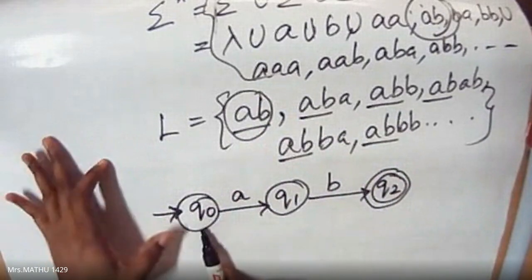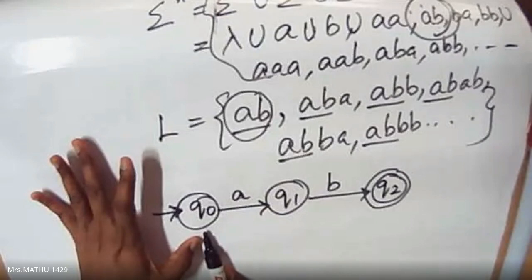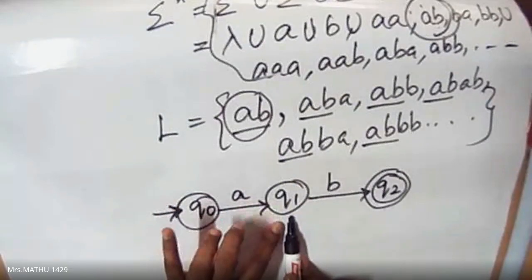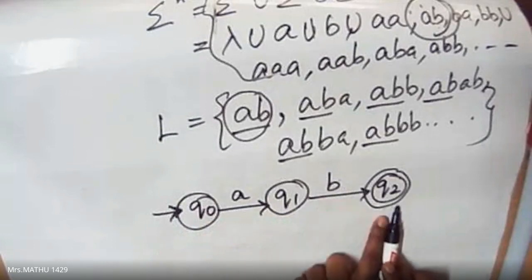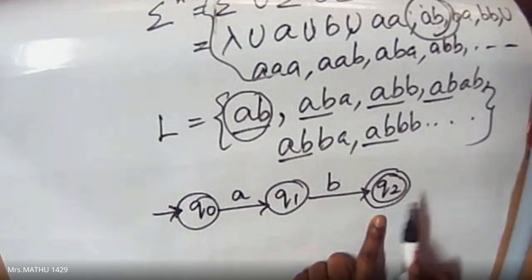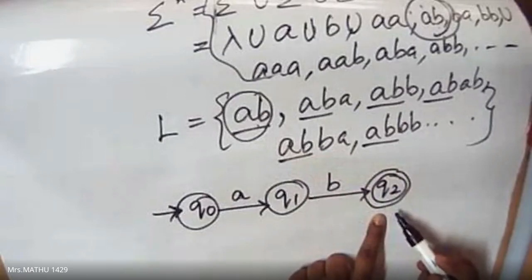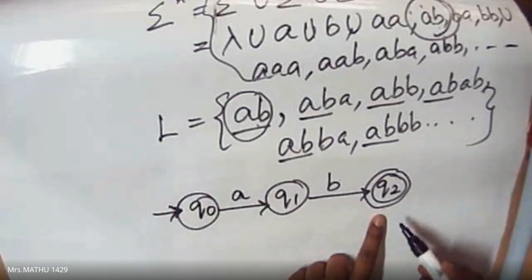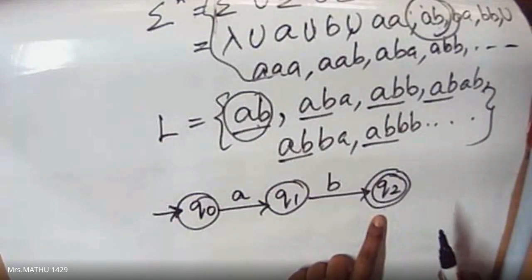So this is the minimum string for which I have drawn this DFA. Starting from the initial state, on reading the input A, it goes to state Q1, and on reading B, it goes to state Q2, which is considered the final state. Final state means it accepts that string. The machine has accepted this string. But this is not the only string present in this language. This is the minimum string that is present.